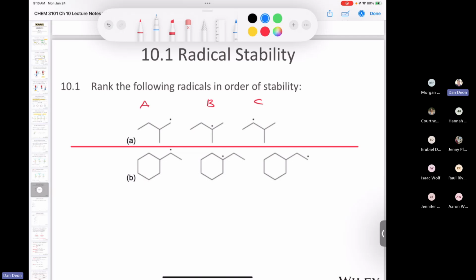Yeah, thanks, Aaron. Absolutely. So this one here, we'll put here most stable. And Aaron's rationale, he doesn't even have to tell me, I know why. He's going to say it's because it's tertiary. Yep, there you go. Which one would be the least stable? Anybody?